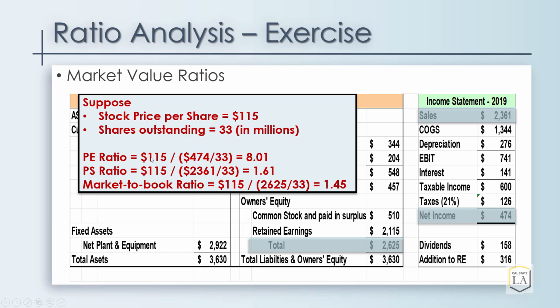And everything else will be exactly the same. Once again, your numerator will be 115, which is your stock price. And the denominator of the denominator will be the number of shares outstanding. So you would need to get the per share earnings, per share sales, and per share equity value as your denominator. And once again, you will divide your stock price by those per share values to get the PE ratio, PS ratio, and also market to book.